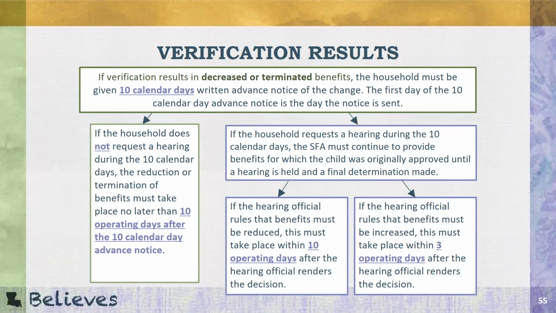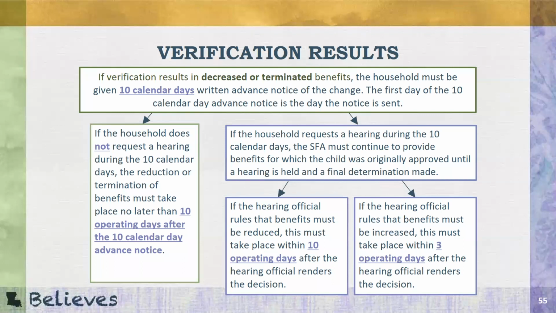An overview of the verification results timeline is as follows. If verification results in decreased or terminated benefits, the household must be given 10 calendar day written advance notice of the change. The first day of the 10 calendar day advance notice is the day the notice is sent. If the household does not request a hearing during the 10 calendar days, the reduction or termination of benefits must take place no later than 10 operating days after the 10 calendar day advance notice.